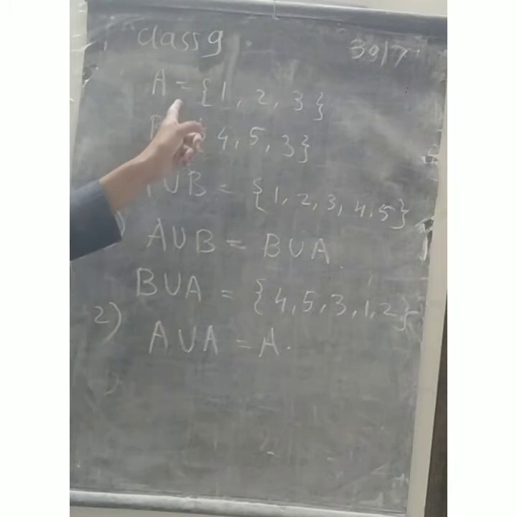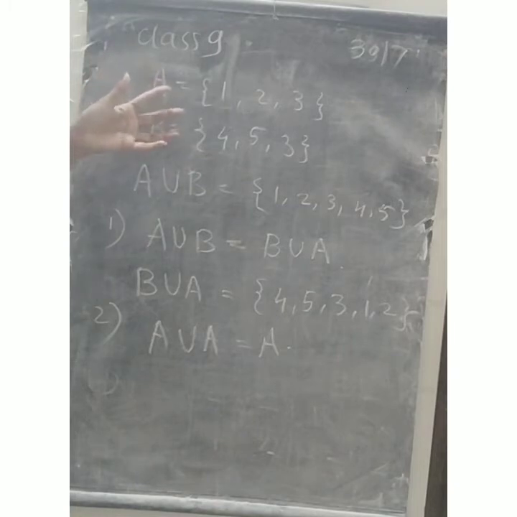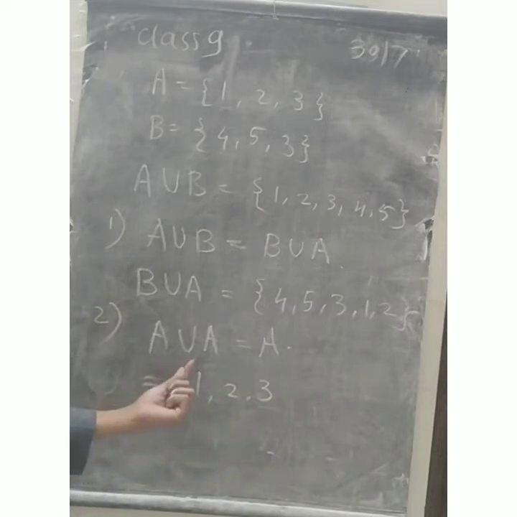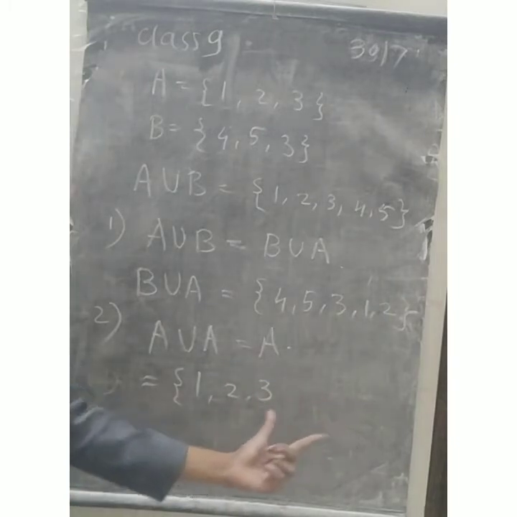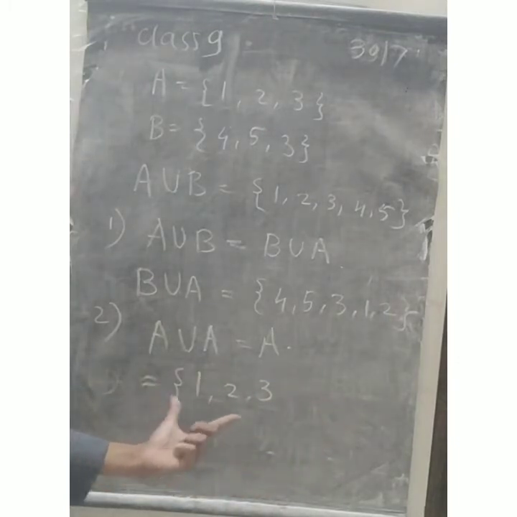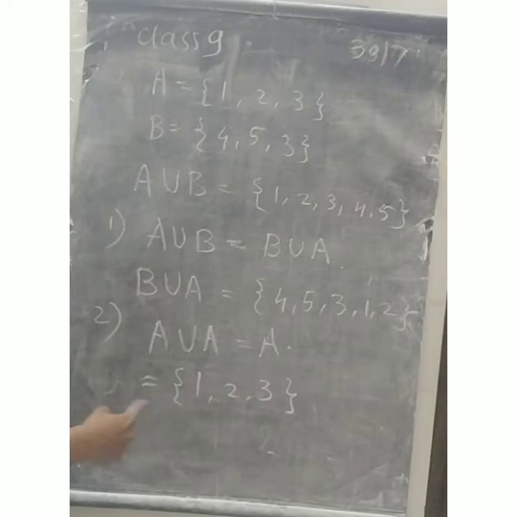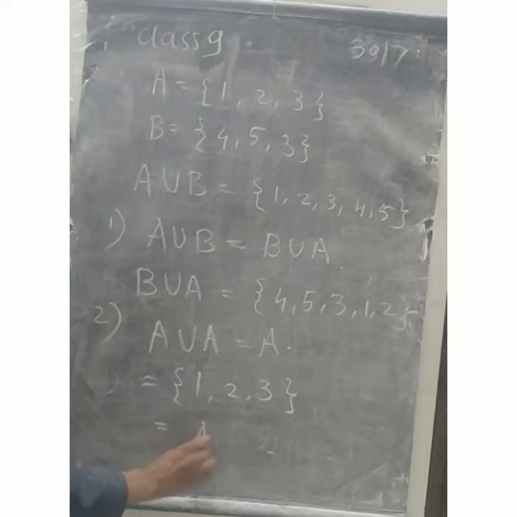Now this is A. If you try to write A union A, that means we will be writing all the elements which are there in the A's. So what will that be? That will be equal to 1, 2, 3, and again we are going to union it with A. That means we should again write 1, 2, 3, but we cannot write it because the rule says we can write the elements only once. So this 1, 2, 3 is again A. So this is equal to A. That's why A union A will give you A.